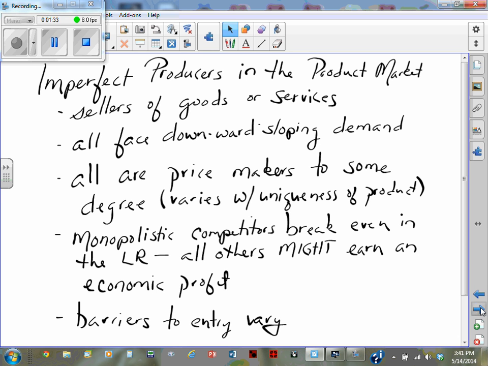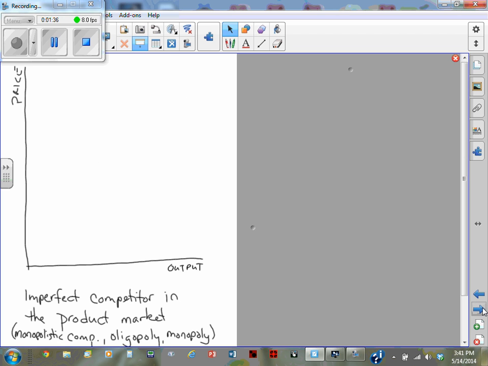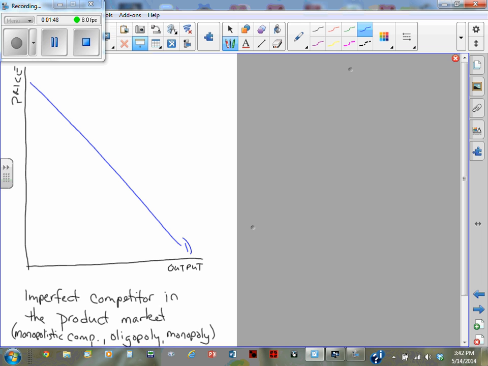So let's take a look at what imperfect competition looks like. Downward sloping demand. That's the hallmark of imperfect competition. The moment that you see downward sloping demand, you must have an imperfect competitor. Because demand is downward sloping, and because this is going to be a single price seller, assuming that we cannot successfully price discriminate, what's going to have to happen here is that we're going to have a marginal revenue curve that is inside the demand curve.